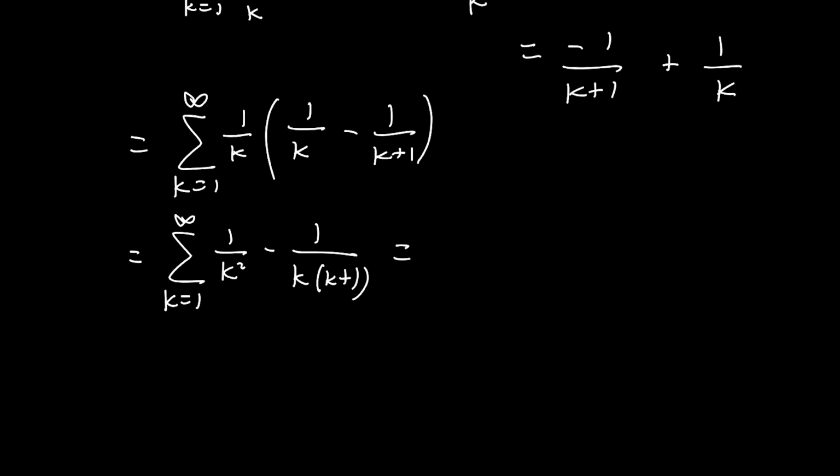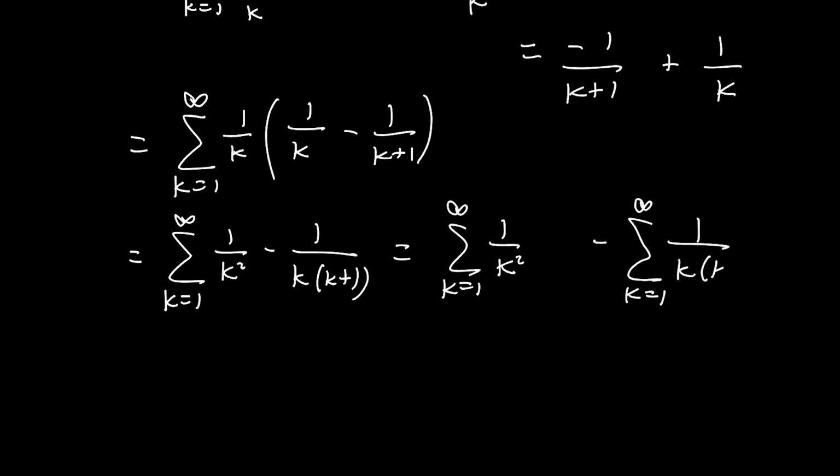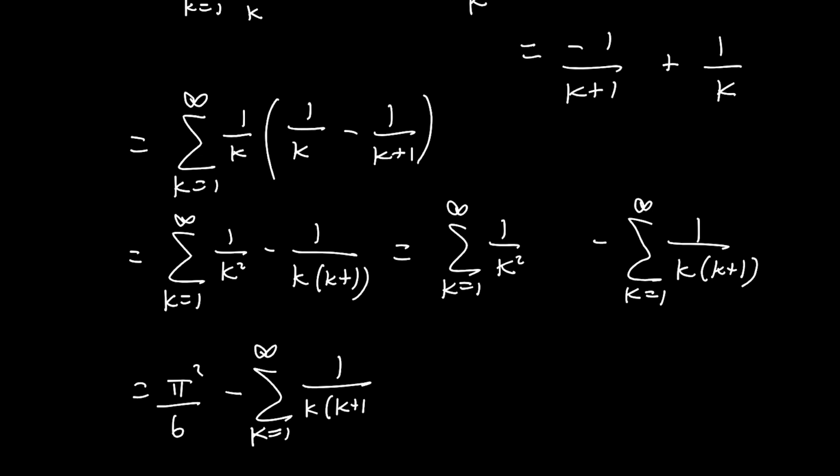So if we break this up into two series, we have the one of just 1 over k squared, and then the 1 over k times k plus 1. Let's focus on this left series for now. Now this series on the left is actually just the Basel problem, and it's got a very famous result as pi squared over 6. So that's just something to keep in mind. So we have pi squared over 6, now we have an actual sum that we want to do, k equals 1 to infinity of 1 over k times k plus 1.